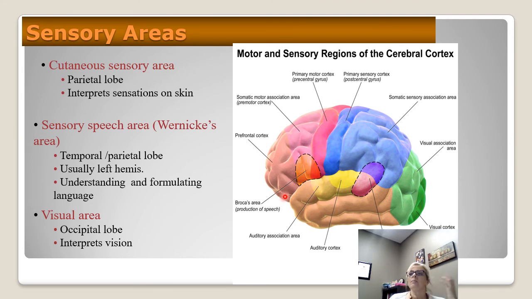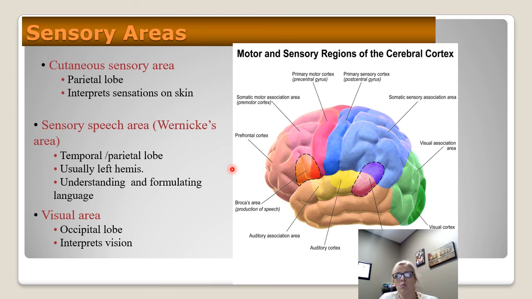Wernicke's area here is going to be the sensory area. So this is where you're going to be able to understand and formulate language. Okay, and then Broca's area is the motor area, and that's where you're going to actually produce speech. So this is going to be shown. If you had a stroke in this area versus this area, you're going to have different symptoms.